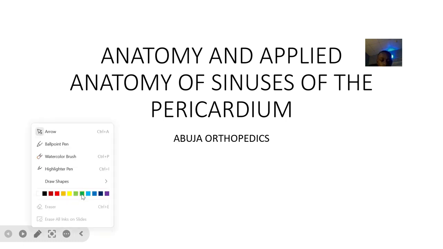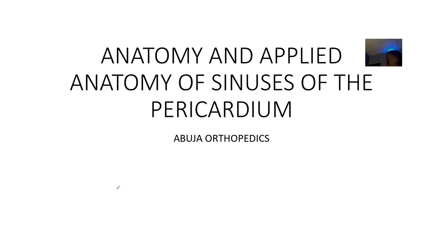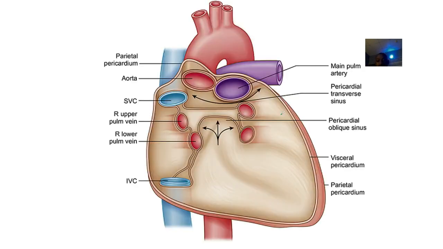All right. So quickly moving to the next aspect of the orthopedics, we're going to talk about the anatomy and the applied anatomy of the sinuses of the pericardium. Anatomy and applied anatomy of the sinuses of the pericardium. Alright, so of course you can see this is the pericardial sinuses. We have the oblique pericardial sinus. Okay, we have the transverse pericardial sinus. So we'll look at the anatomy, we'll look at the applied anatomy.